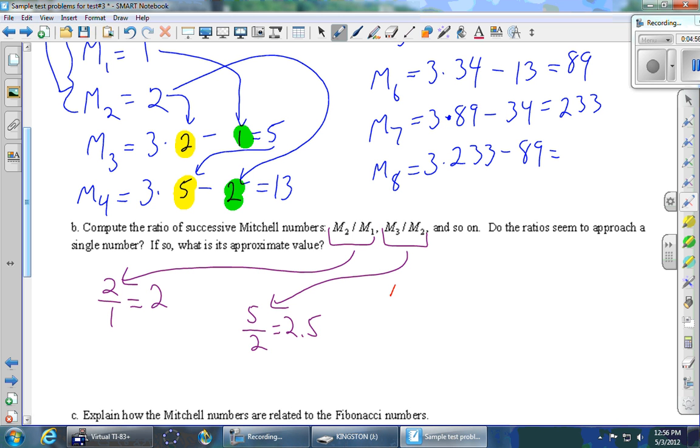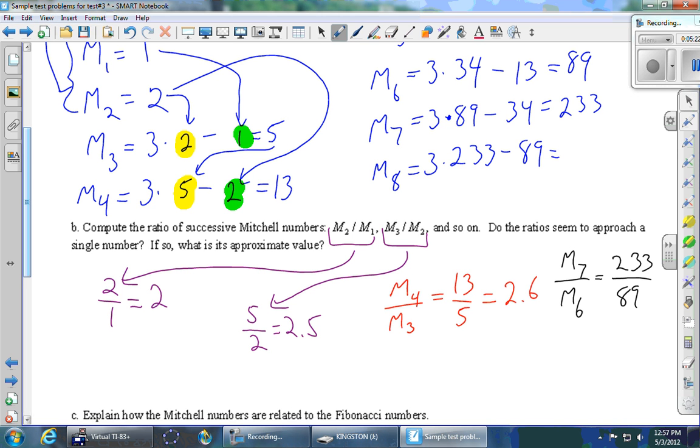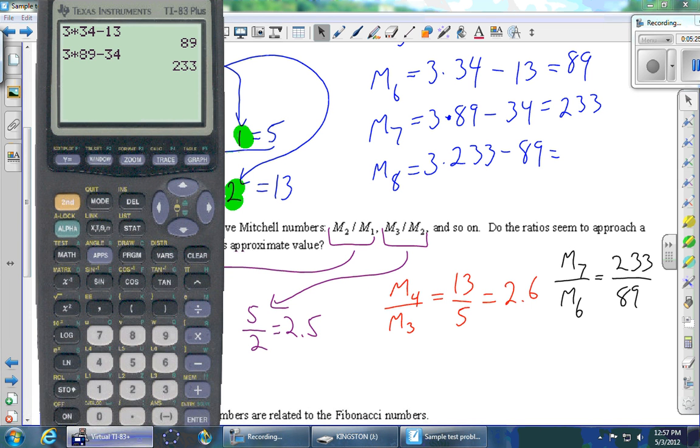So we're not going to go all the way through this, but let's try the next one. M4 divided by M3. The fourth number is 13. The third number is 5. 13/5 is 2.6. And let's just go ahead and jump to the last two that we have written down on this page anyway. We'll do M7 divided by M6. So 233 divided by 89. And we'll get an approximation from the calculator. And we get 2.61, just about 2.618.